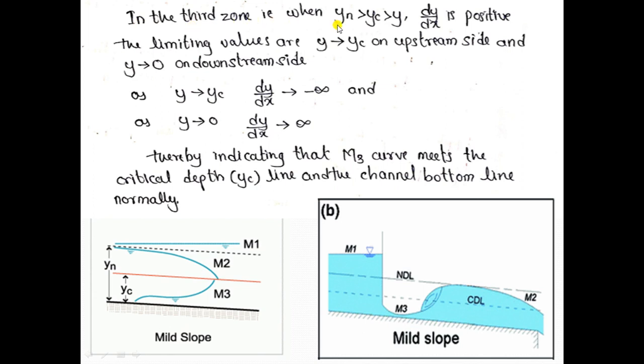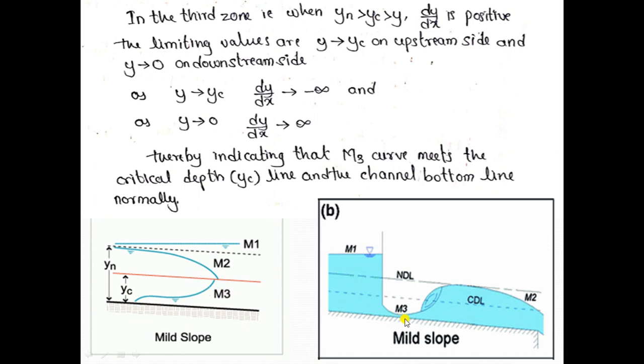In the third zone, if the depth of flow is less than both the critical depth and normal depth, the slope of the free water surface is positive. The limiting values here are y tends to the critical depth on the upstream side and y tends to 0 on the downstream side. As y tends to yc, dy by dx tends to minus infinity, and as y tends to 0, dy by dx tends to infinity. Thereby, it indicates that the M3 curve meets both the channel bottom and the critical depth line normally.